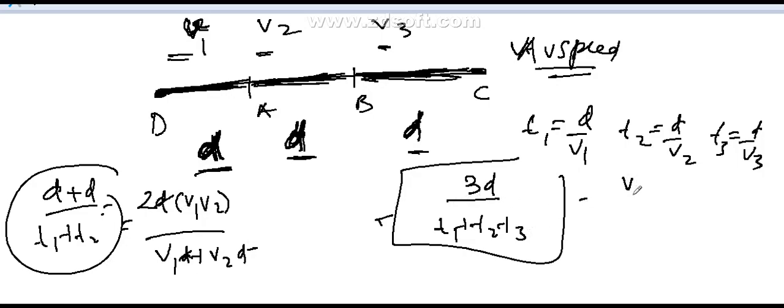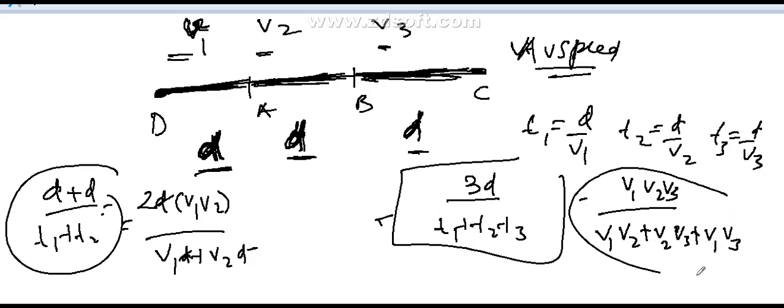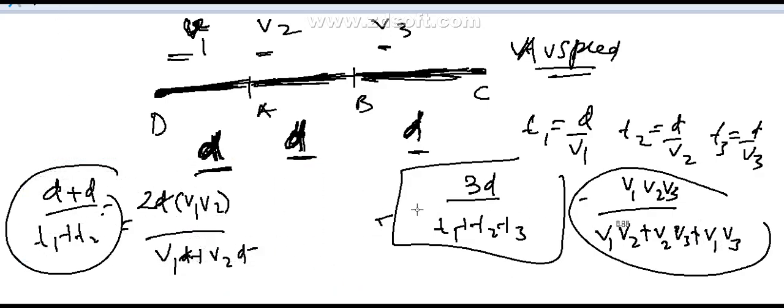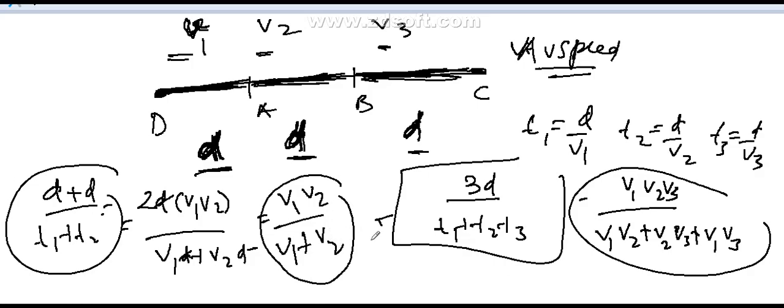We will get the answer V1V2V3 divided by V1V2 plus V2V3 plus V1V3. This is the answer we'll get. I will solve it now. You saw the difference? Our final answer here was V1V2 divided by V1 plus V2, yes or no? I am saying this is the answer. How will you prove it?